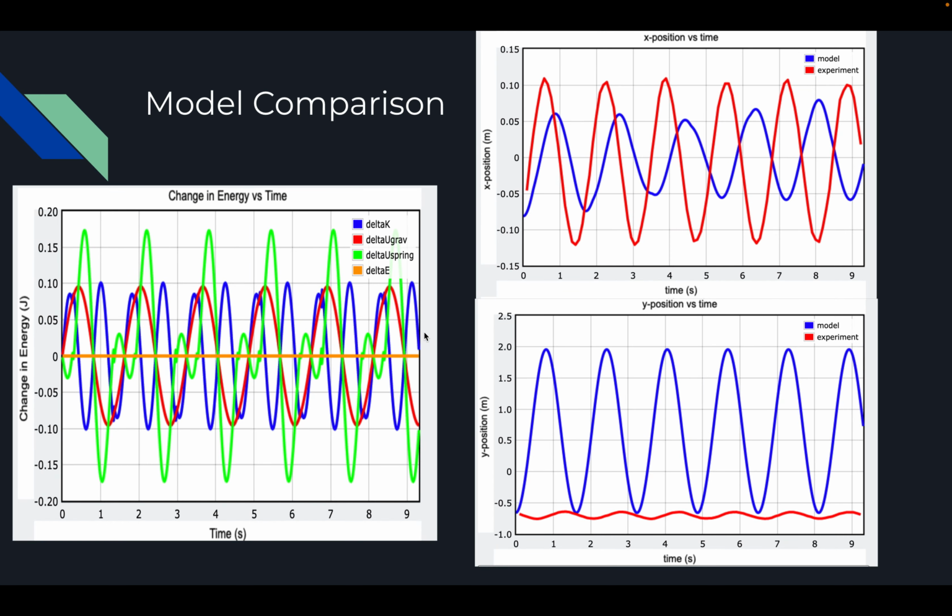So these were the comparisons. Obviously, delta E should be the same because there's no change in energy; it is 0. And from the experiment, looking at the x position, we can see that the model had much less variation, and in this case the experiment had much more variation. This may have been due to some errors in the experiment.